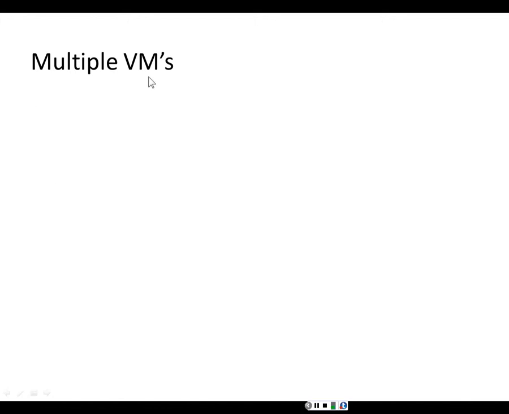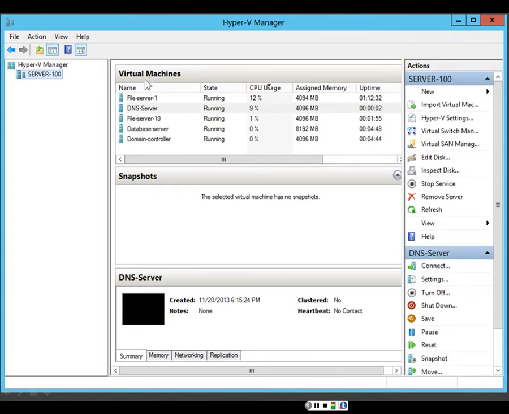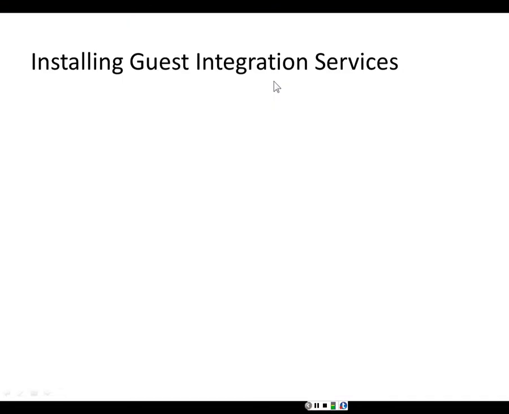Multiple virtual machines. Typically, you're going to have multiple virtual machines running on the Hyper-V host. On this one physical computer, you can see I have multiple virtual machines installed, and each one has an operating system installed in that virtual machine. Each virtual machine is using a different amount of CPU utilization and a different amount of RAM.